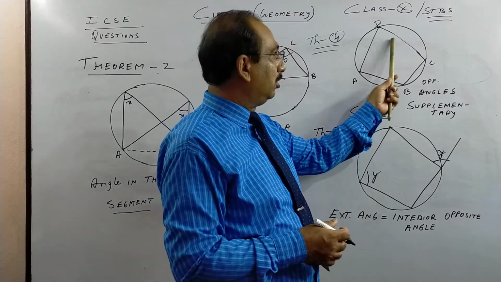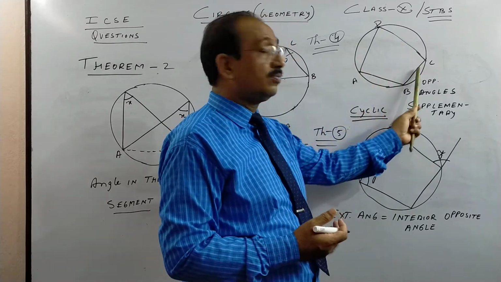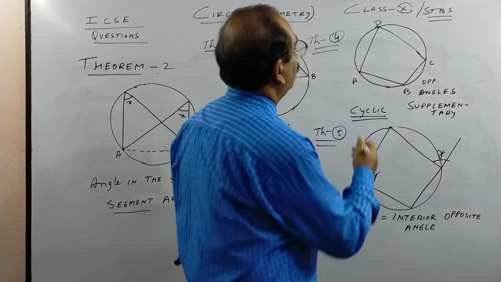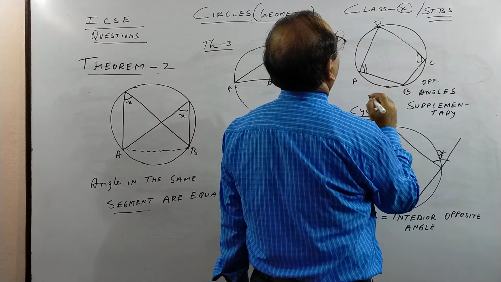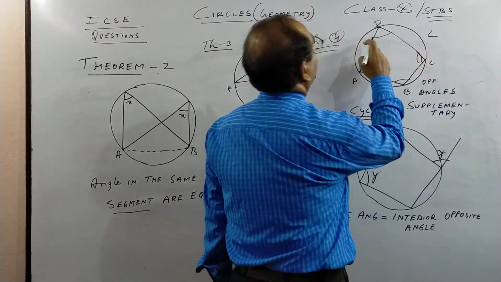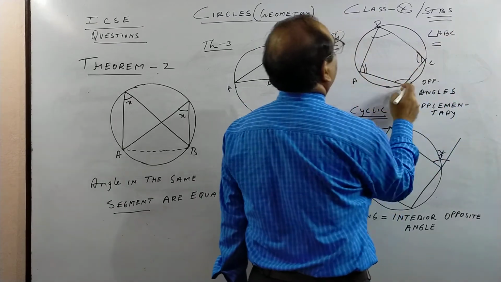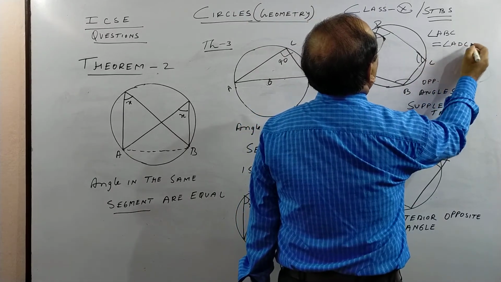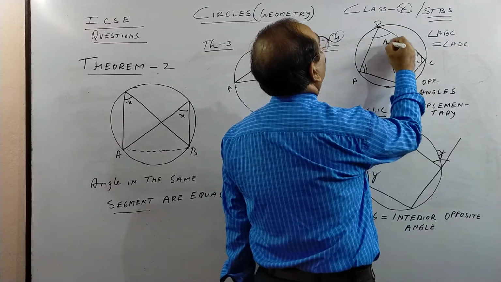I told you when all the 4 vertices of a quadrilateral are on the circumference of the circle, this is called a cyclic quadrilateral. So opposite angles are supplementary, children, means this 2, okay, and this 2. So what do we have here? Angle ABC and ADC. Okay, ABC and ADC are opposite angles.